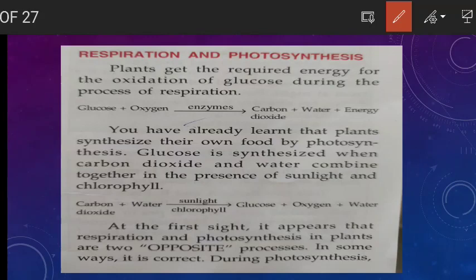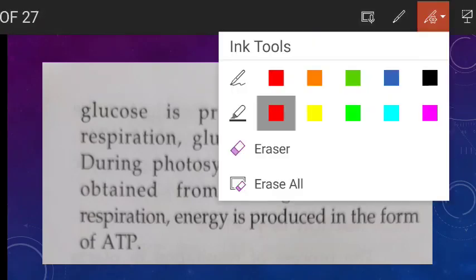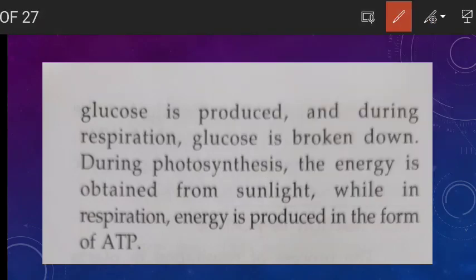Plants get the required energy for oxidation of glucose during the process of what? Respiration. And you have already learned that plants synthesize their own food by which process? Photosynthesis. Glucose is synthesized when carbon dioxide and water combine together in the presence of sunlight and chlorophyll. So by seeing the equation, you can clearly say that photosynthesis and respiration are what? Opposite to each other.